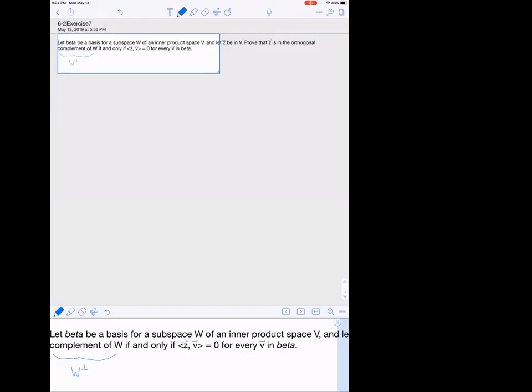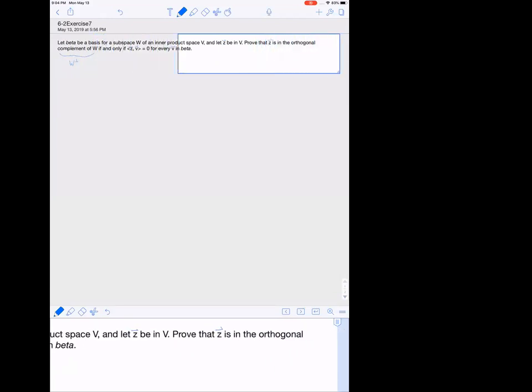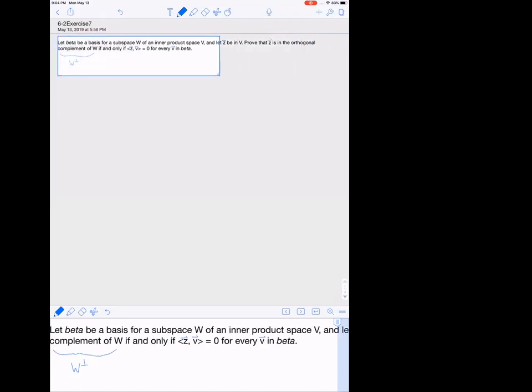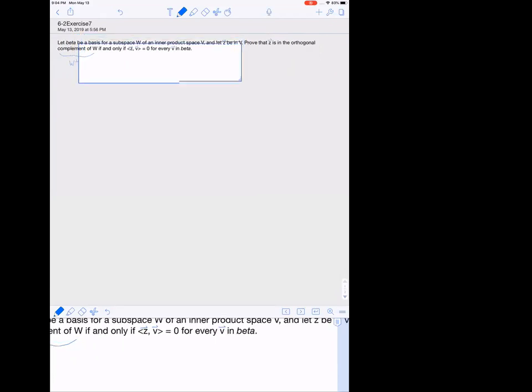This is section 6.2, exercise 7. It says, let beta be a basis for a subspace W of an inner product space V, and let Z be a vector in V. Prove that Z is in the orthogonal complement of W, that's this W perp thing, if and only if the inner product of Z and V is equal to 0 for every V in beta.